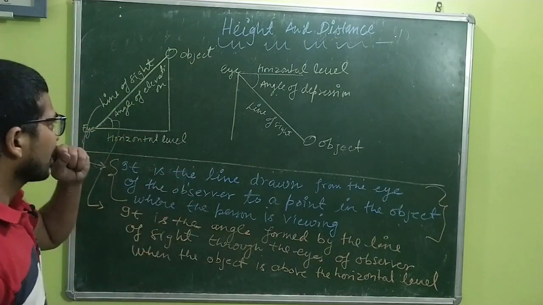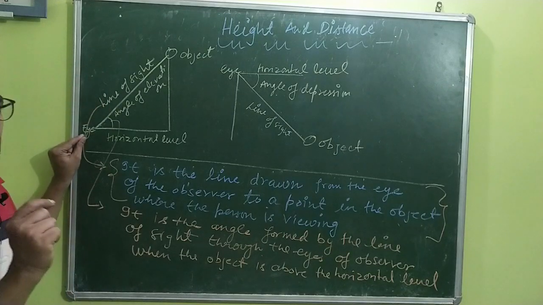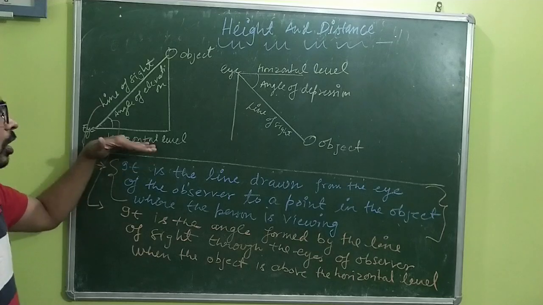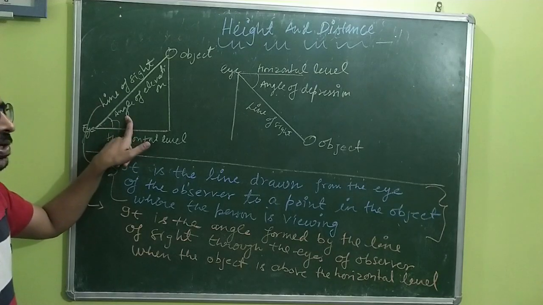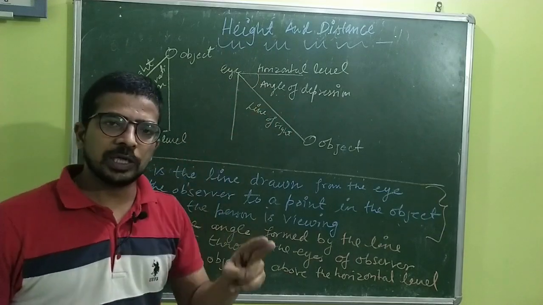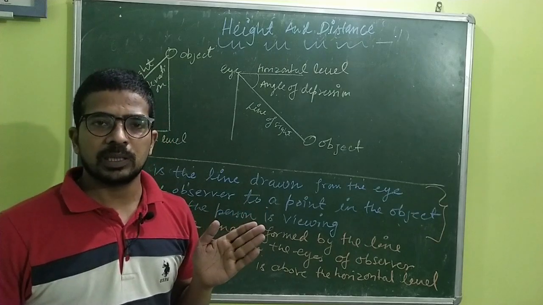Quick recap: few things we have to keep in mind. This is your eye, where I will see the object, the line of sight. This is the horizontal level, that is angle of elevation. Again, this is a horizontal line, angle of depression. There are two things you have to keep in your mind: angle of elevation and angle of depression.